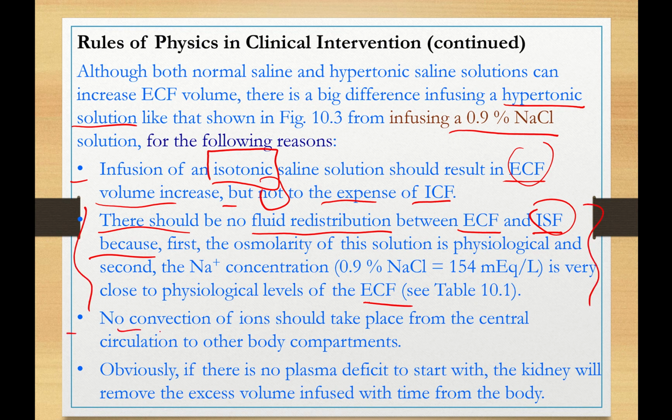Now, there will be no convection of ions from the central circulation to the other body compartments, including interstitial, right, because it's isotonic. If there is no plasma deficit to start with, then the kidney will slowly remove the excess volume infused from the body with time. Okay, this is an additional point here. All right.